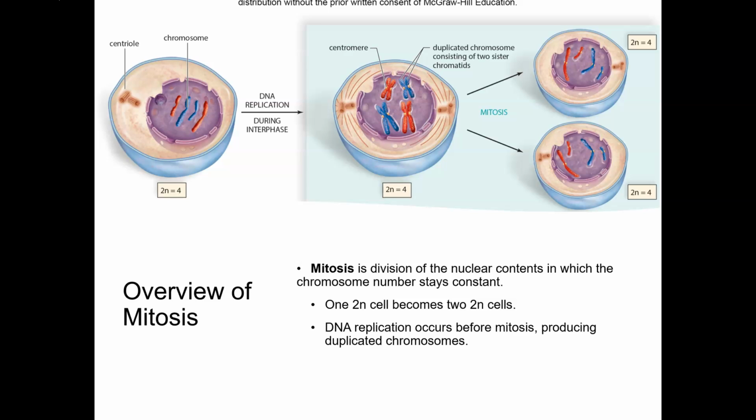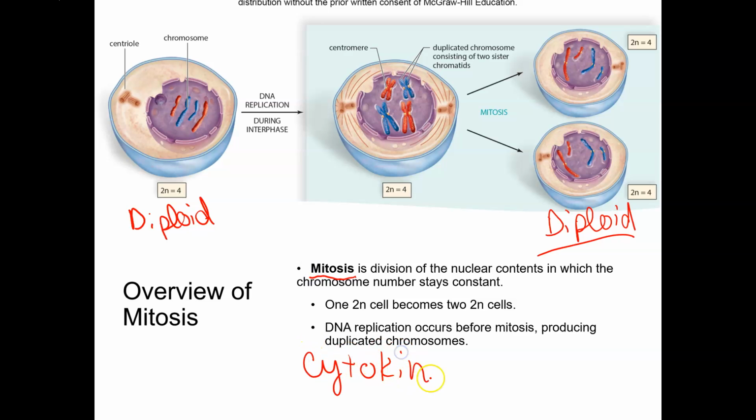So we start with one cell that is diploid, so 2N, diploid. And we produce two daughter cells that are also diploid, and they are identical. So we do this through mitosis and through cytokinesis. And cytokinesis is division of the cytoplasm.